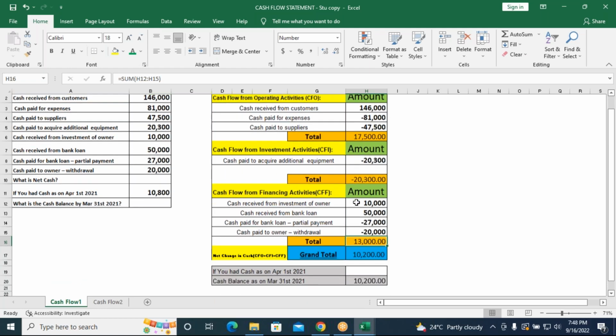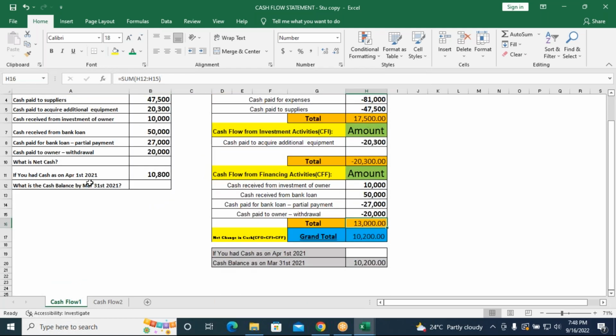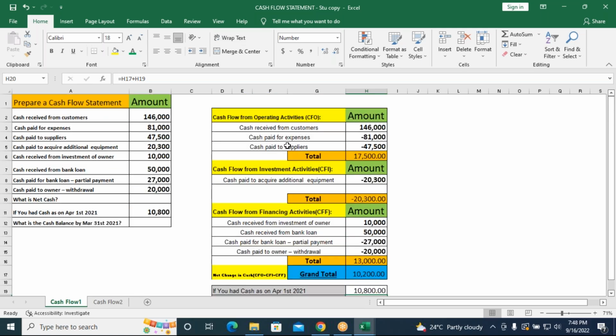Okay, so here they are telling that on 1st of April we had cash of 10,800. This is the opening balance, meaning at the beginning of the period I had 10,800. By the end of March I am having 21,000. So these are the components and how we will be putting them under the cash flow statement. Got it?